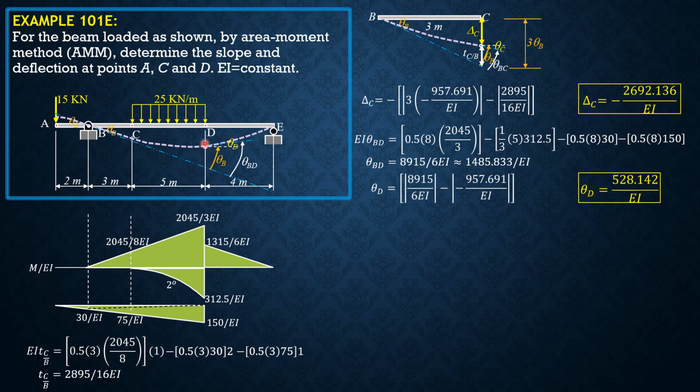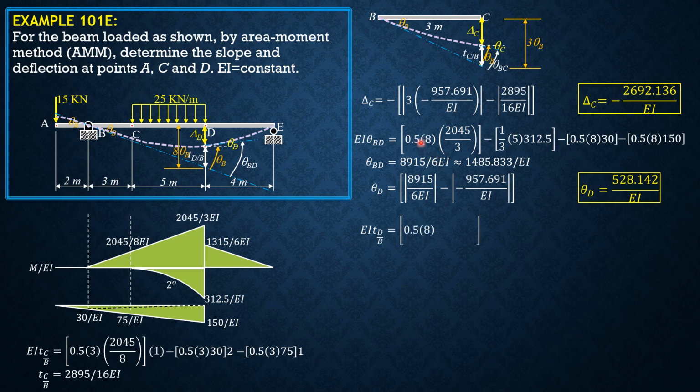Then let's evaluate this deviation of D relative to the tangent at B. The distance from the reference tangent to the beam is 8 times theta B, because the distance from B to D is 8 meters, so 8 times theta B, and this is the deflection at D. So the deflection at D is negative of the absolute value of 8 theta B minus the absolute value of the deviation of D relative to the tangent at B. So let's evaluate the deviation of D relative to the tangent at B.